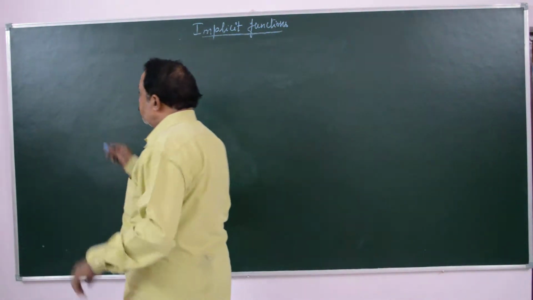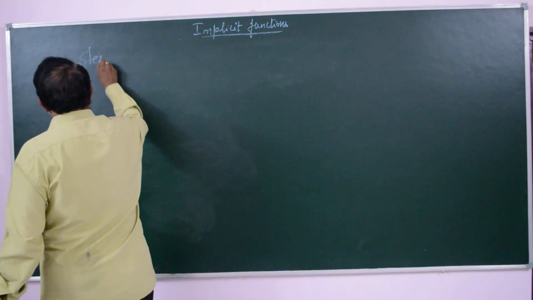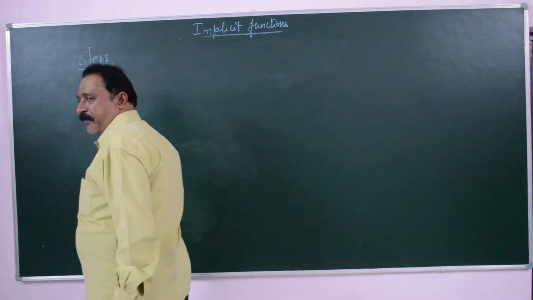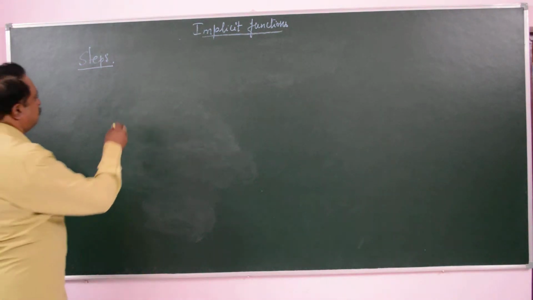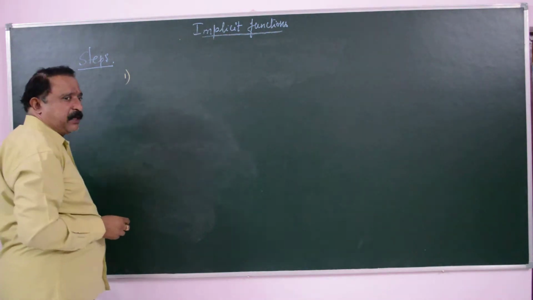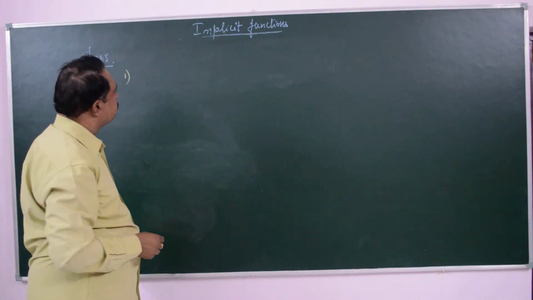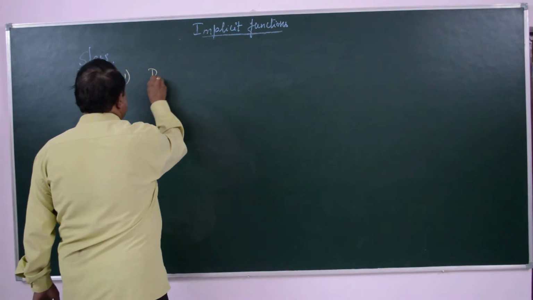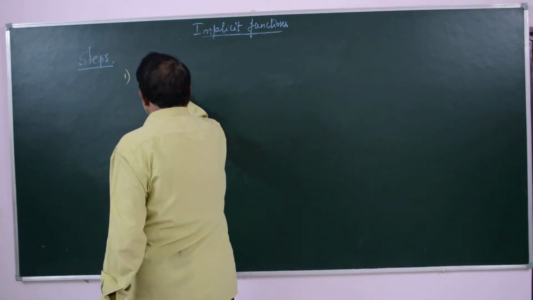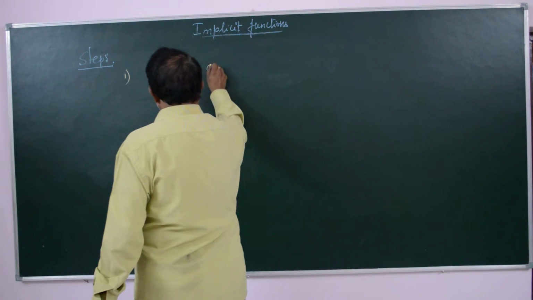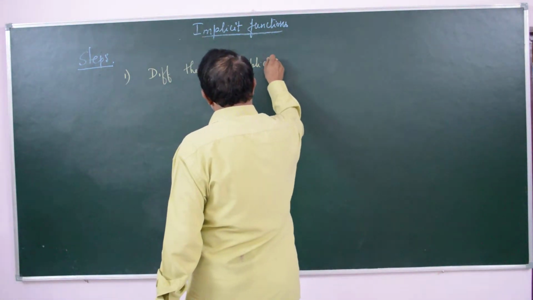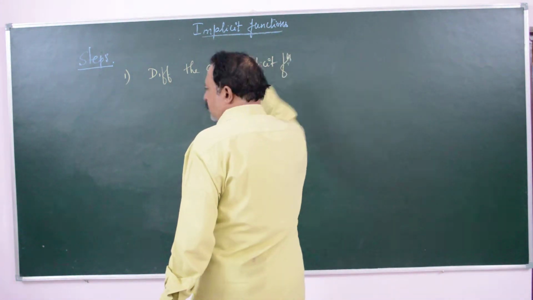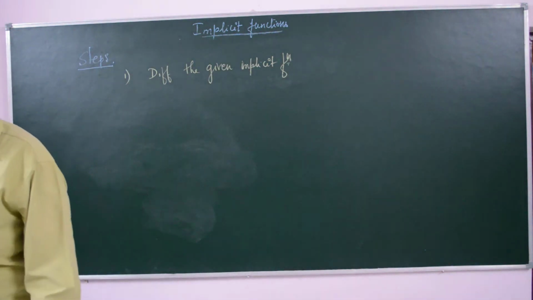Now, steps to differentiate an implicit function. What are the different steps we follow to differentiate an implicit function? The first step is differentiate the given implicit function.